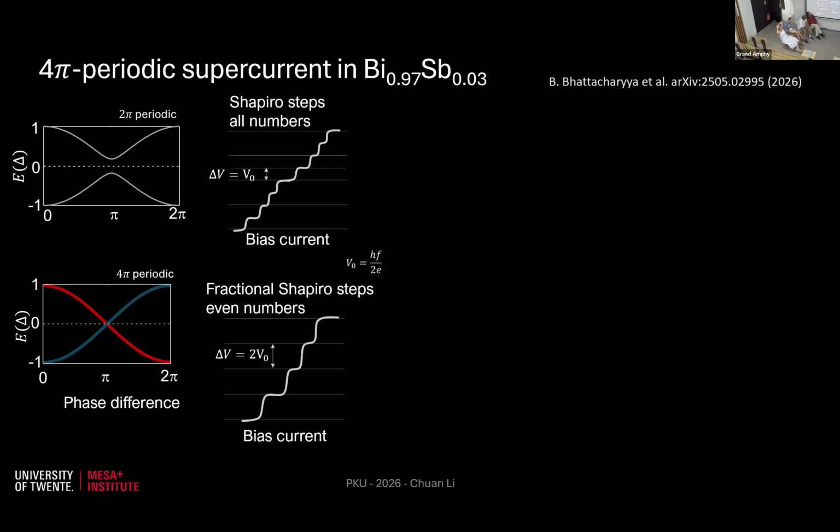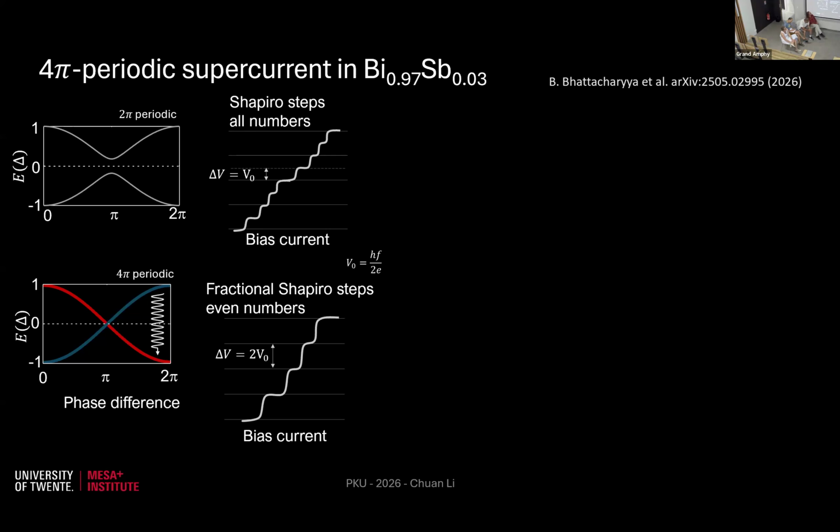Ideally, if you have a topological state, which is 4 pi, you get double the size of the steps. That was first measured in the system of mercury telluride, where they see this quantum spin Hall state, and then they measure these Shapiro steps, which are the indication of the 4 pi. At the moment, people saw that Majorana is the only explanation for this.